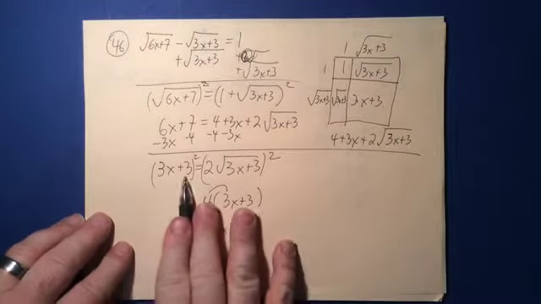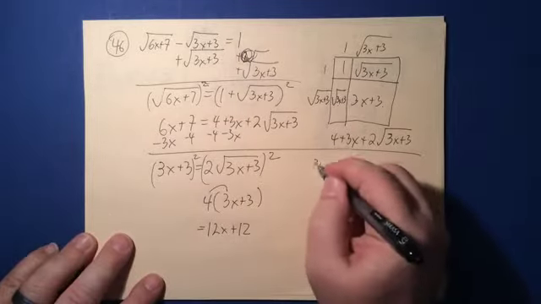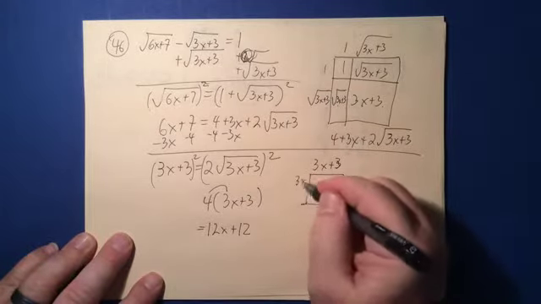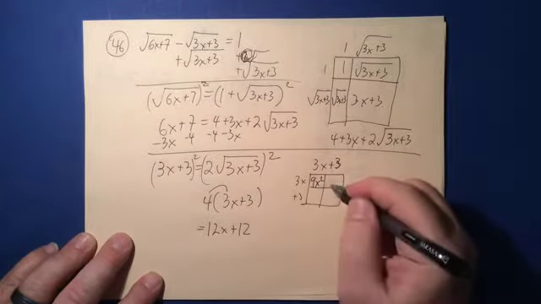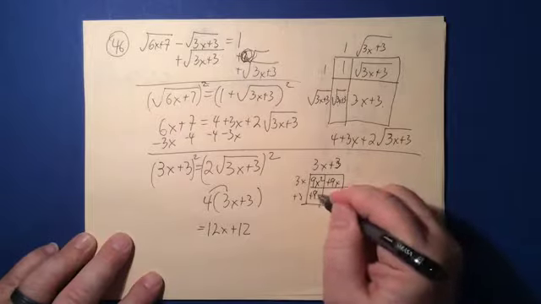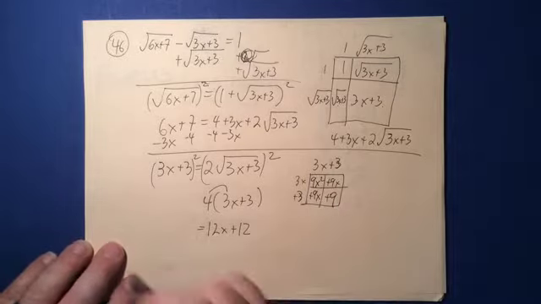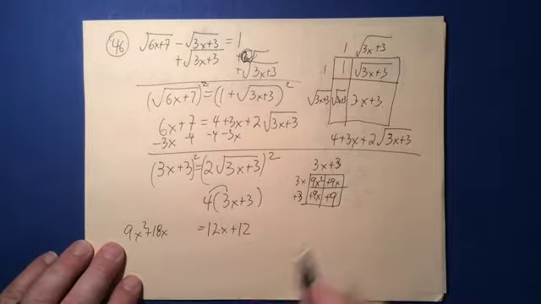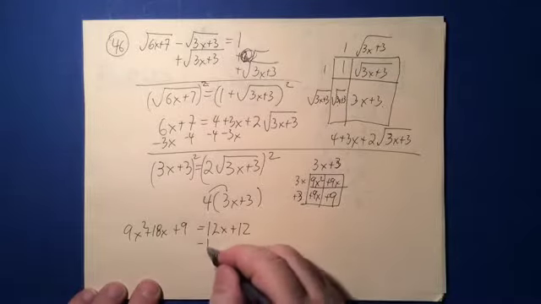Over here, when we take 3x plus 3 and we square it, this is going to be a little bigger. So we have 3x plus 3 times 3x plus 3. When we multiply, this is 9x squared plus 9x plus 9x plus 9. So here we're going to get 9x squared plus 18x plus 9. And now that we have a quadratic equation, again, we want to get this equal to 0. So I'm going to subtract 12x from both sides.